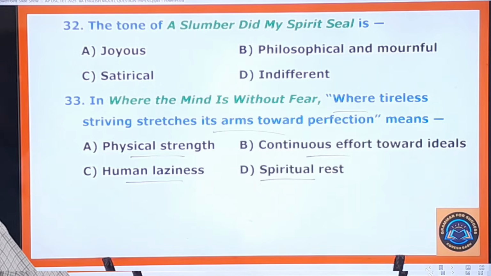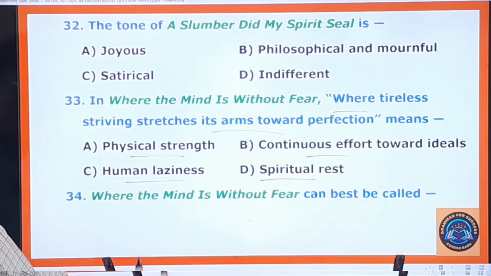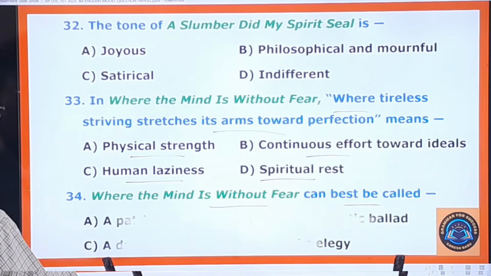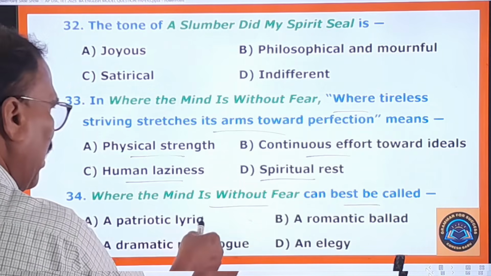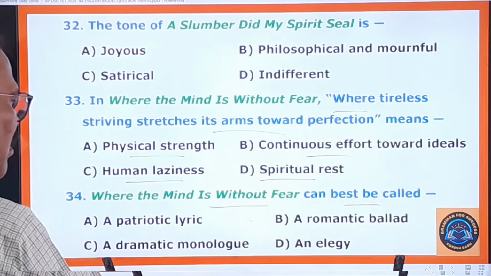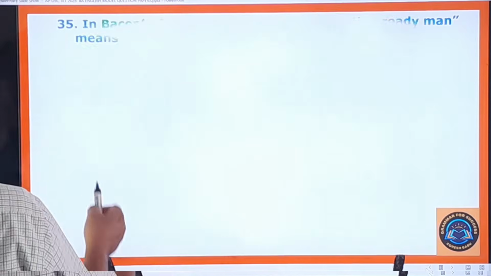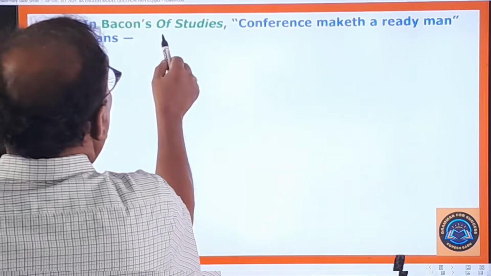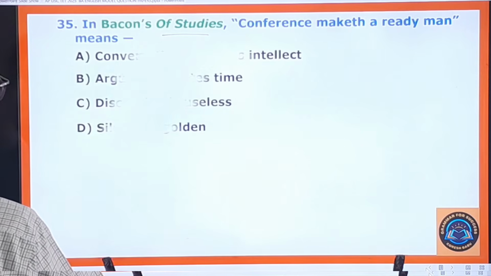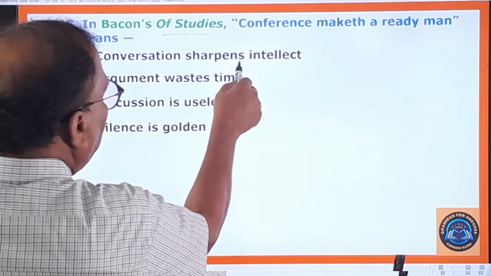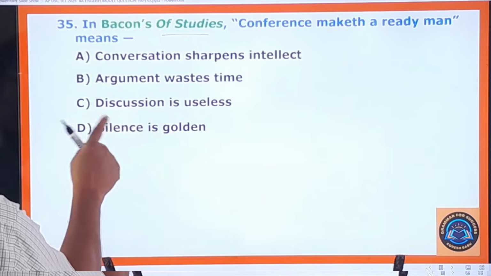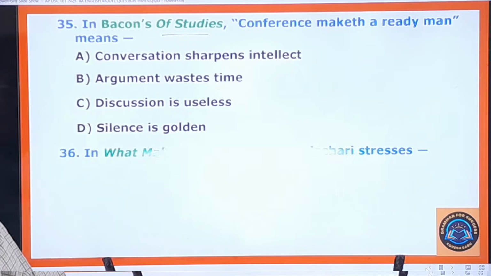You move on to the 34th question. "Where the mind is without fear" can be best called what? Here you pay attention. A patriotic lyric, a romantic ballad, a dramatic monologue, an elegy. You can easily guess and give the answer. 35th question. In Bacon's "Of Studies," "conference maketh a ready man" means what? Here you pay attention. Conversation sharpens intellect. Argument wastes time. Discussion is useless. Silence is golden.